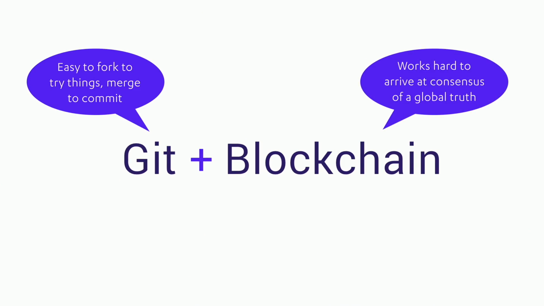But blockchain also creates this opportunity to arrive at a consensus of a global truth, where everybody can agree that this is the account balance of this address, or everybody agrees that if you put this element on the blockchain, it will be there forever, and you can point to that timestamp and say that happened. Git doesn't really do that.